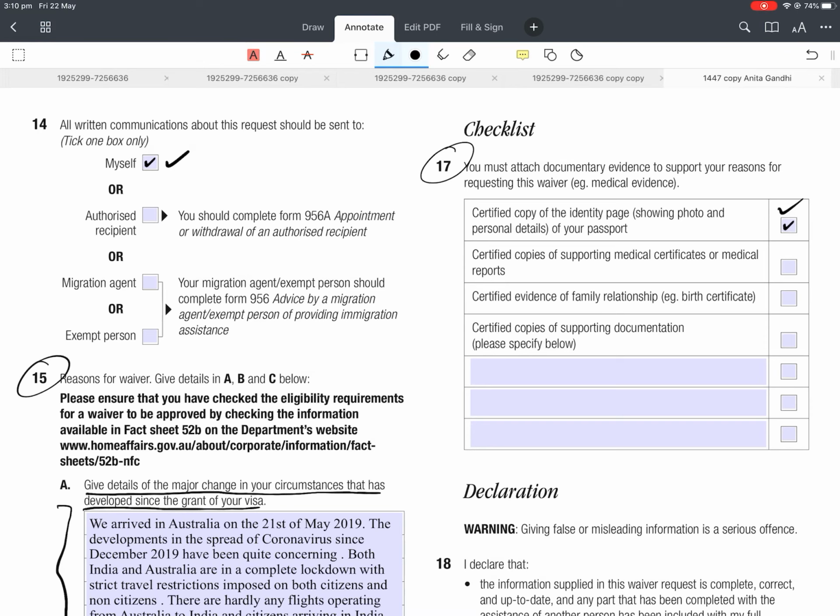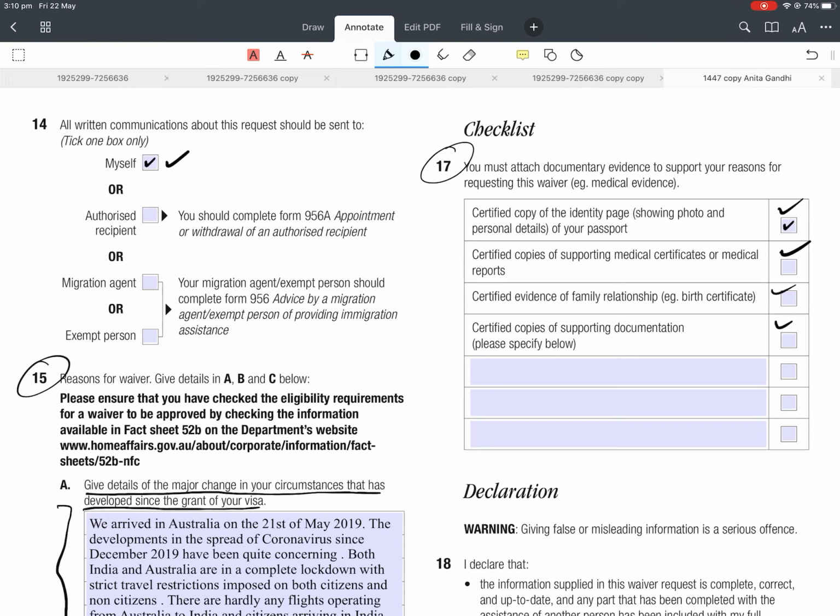So it would be a certified copy of your passport. Again, you can attach medical certificates if they're relevant in your case. Any family relationship, if someone has sponsored you, or any near and dear ones who are going to provide an invitation letter in your next visitor visa. Certified copies of supporting documentation.